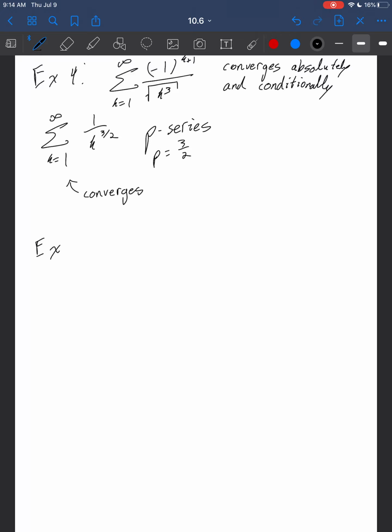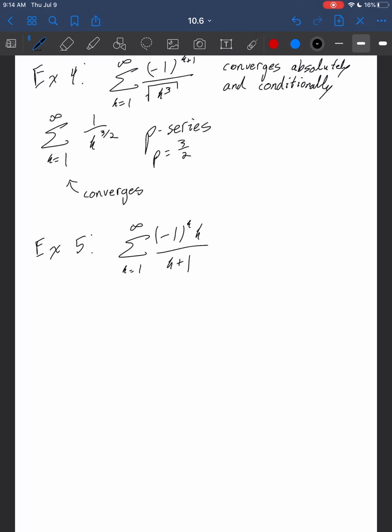Okay, so let's go through one more quick example on this alternating series section. So example 5 is going to be the sum from k equals 1 to infinity of negative 1 to the k of k over k plus 1.